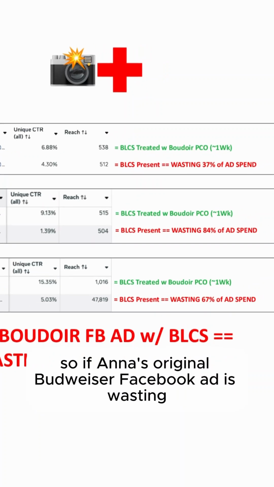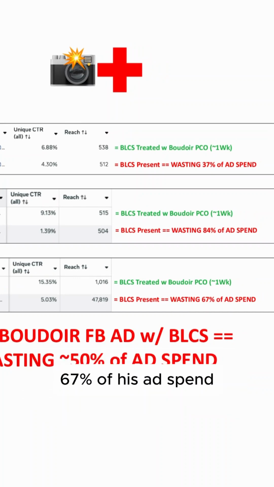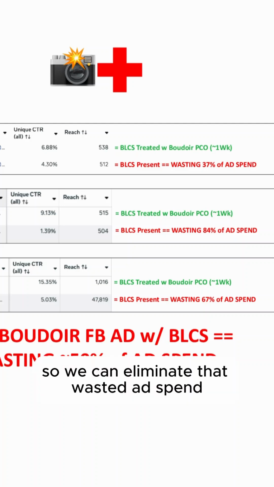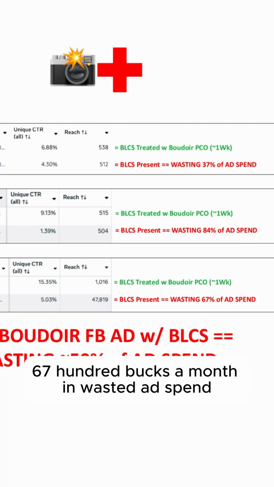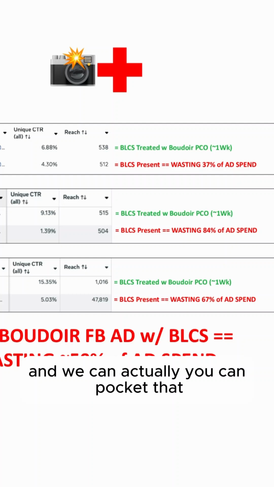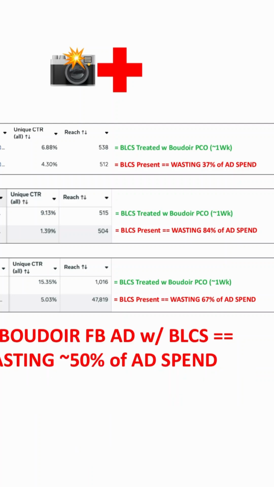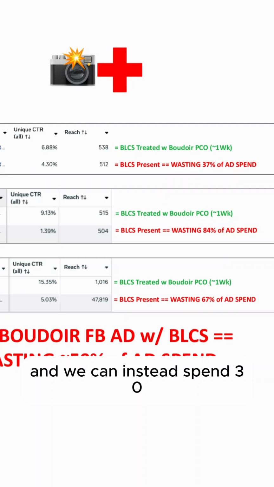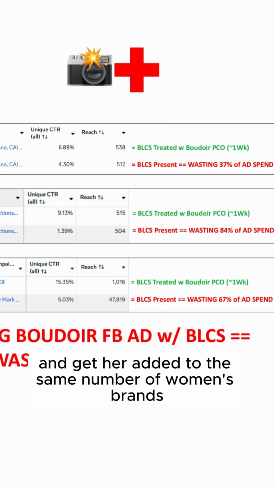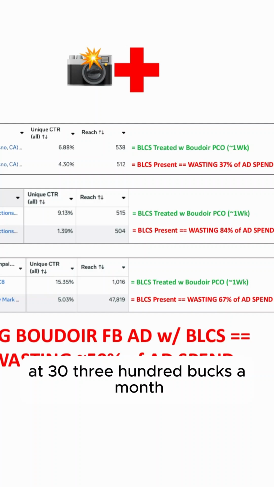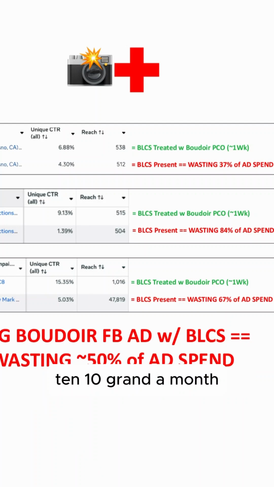So we found out his original Boudoir Facebook ad is wasting 67% of his ad spend. So we can eliminate that wasted ad spend. If you're spending 10 grand a month in Boudoir Facebook ads, we can eliminate that 6,700 bucks a month in wasted ad spend, and you can pocket that. It's like 80 grand over the next 12 months. It's kind of like a phantom bonus. And we can instead spend 3,300 bucks a month on the Boudoir Pico treated ad and get our ad into the same number of women's feeds, at 3,300 bucks a month compared to the original at 10 grand a month.